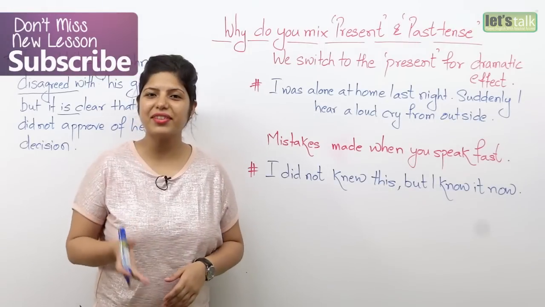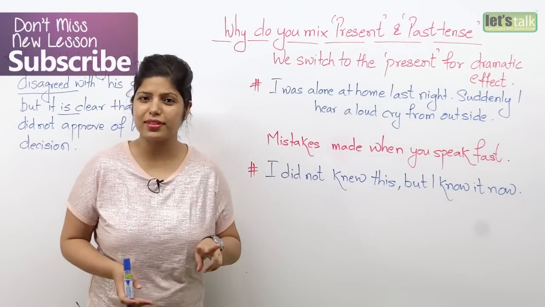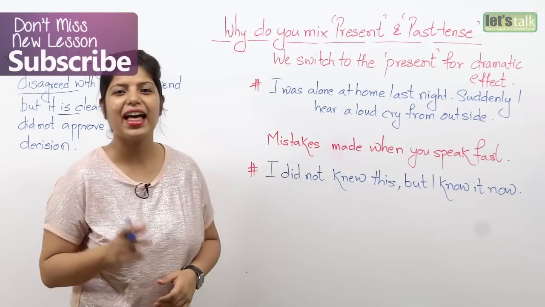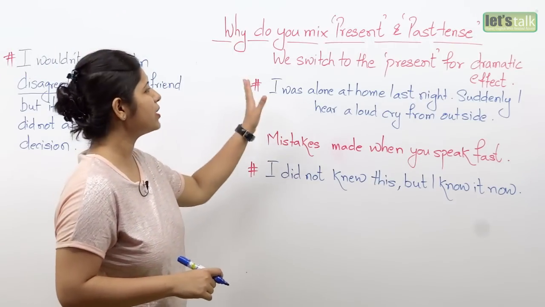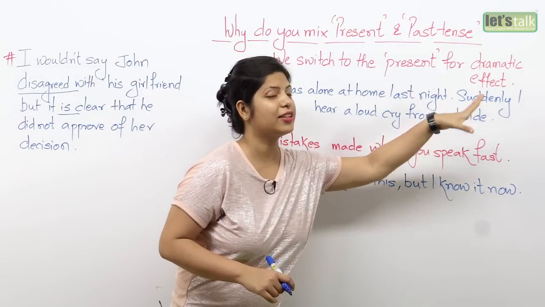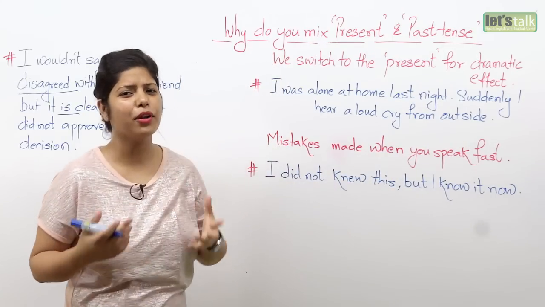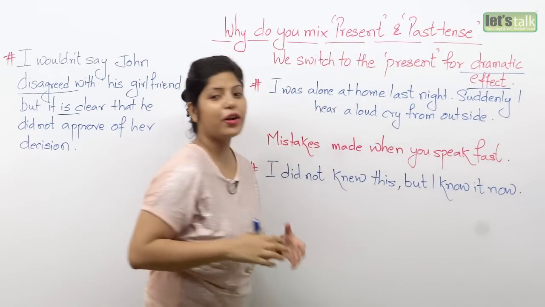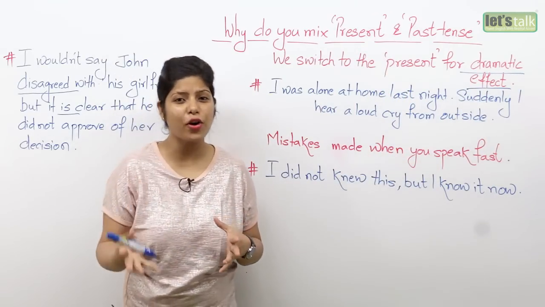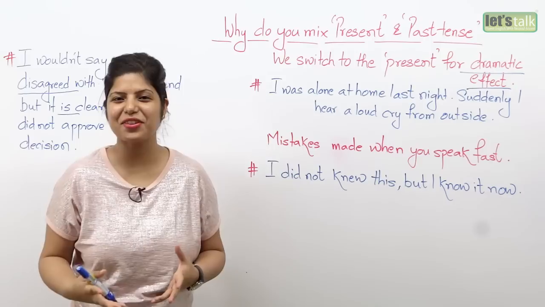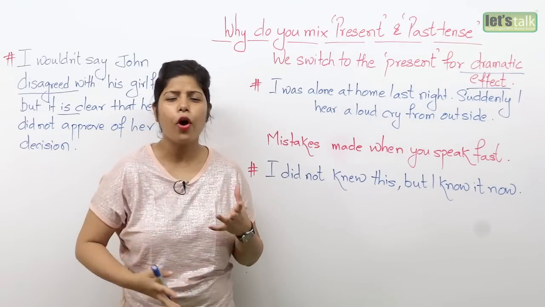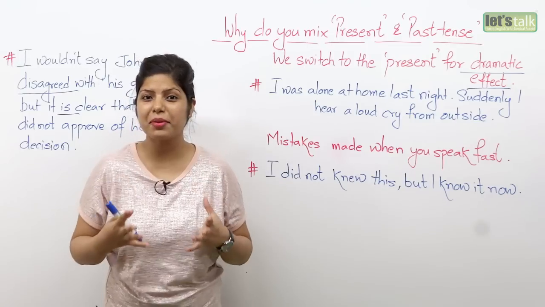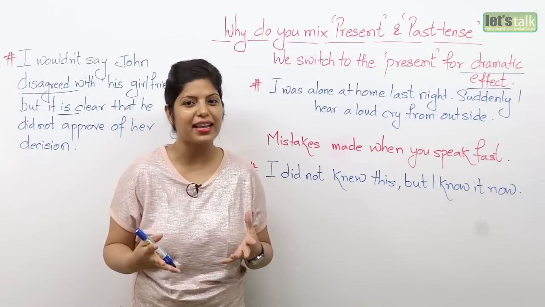So guys, in the previous section we looked at two rules. Let's look at the next two interesting rules that we have. The first one says we switch to the present for dramatic effect. Now what do I mean by this when I say dramatic effect? For example, if I'm telling a story to someone, obviously the story has to sound interesting. Or if I'm narrating an incident that happened with me, I'll have to make it sound really effective, alright?